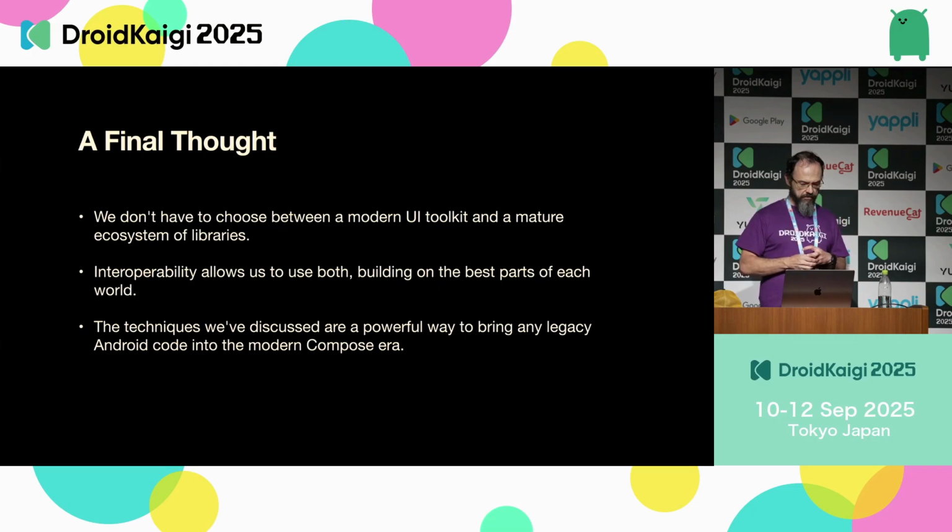Just a final thought, we don't have to choose between a modern UI toolkit and a mature ecosystem of libraries. Interoperability is possible and allows us to use both, building on the best parts of each world. Those techniques we've seen, I think, are a powerful way to bring a legacy Android code base into the modern Compose era.